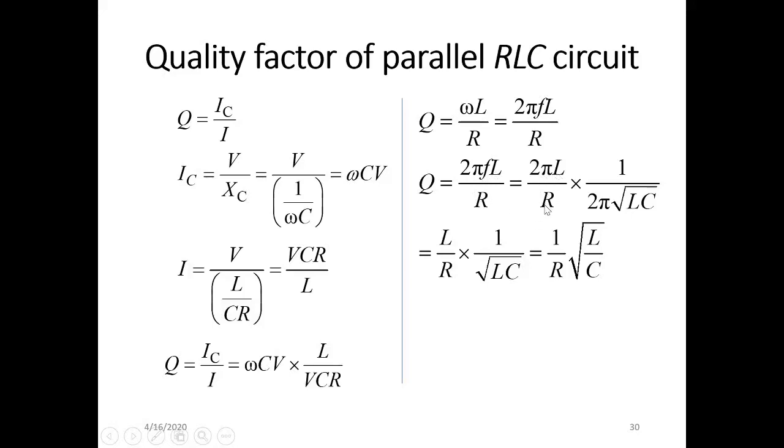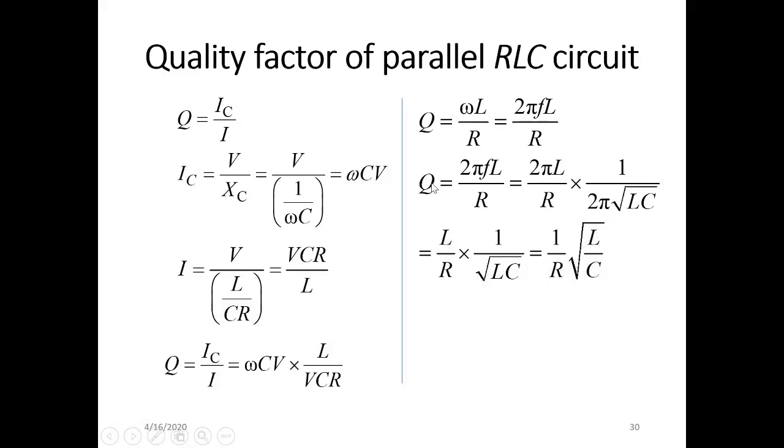So 2 pi L divided by R multiplied by F, which is 1 by 2 pi root LC. This is the resonant frequency we have calculated already, 1 by 2 pi root LC. This 2 pi gets cancelled. So L by R multiplied by 1 by root LC. Now this L I can cancel with the root L, and then I will get root L. So it is 1 by R root L by C. So this is the quality factor for the parallel resonance circuit.